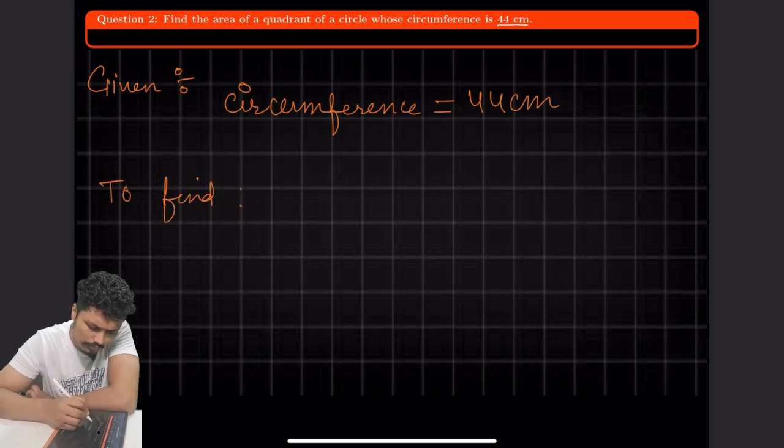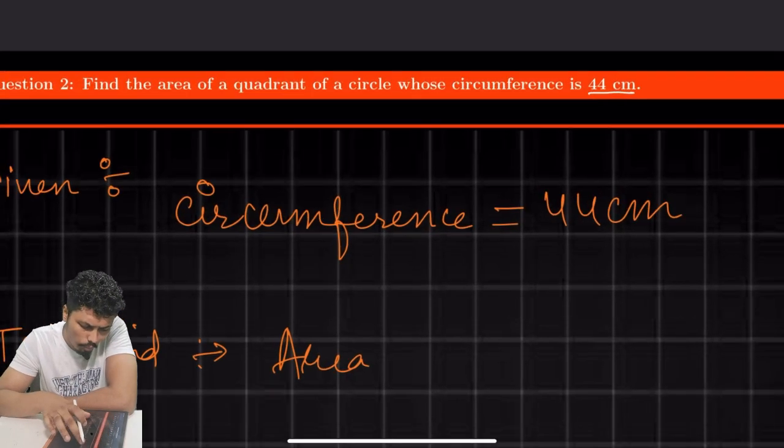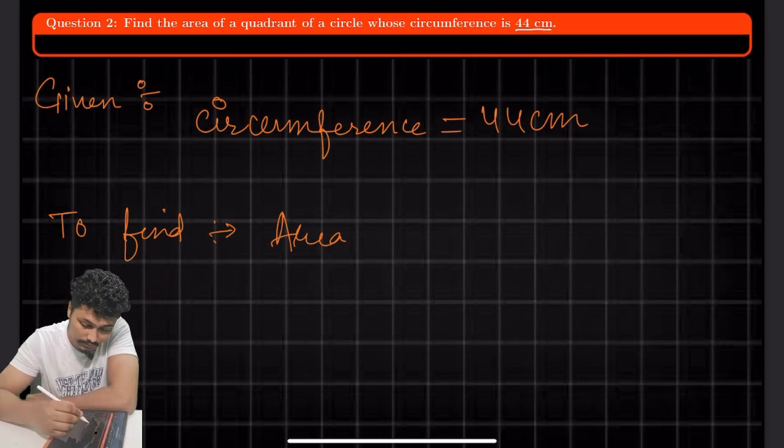What do we need to find out? Area. Not the area of a circle, but the area of a quadrant of a circle. What does it mean? Area of a quadrant of a circle.